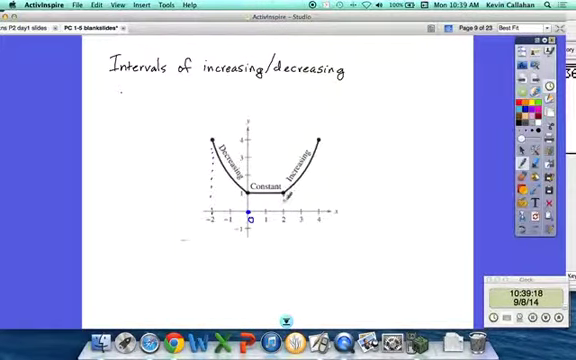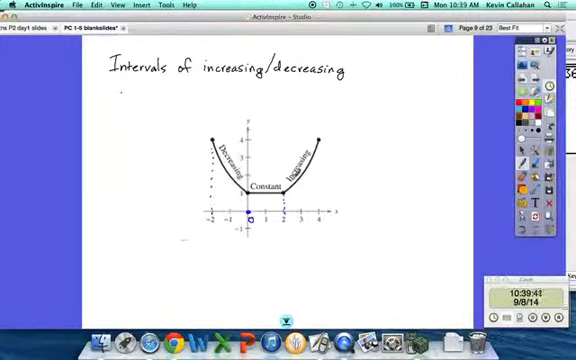From 2 to the right, the y values are going up. They're increasing. So the function is increasing. In the middle here, they've drawn a straight line. It's a horizontal line. It's not increasing or decreasing. It's constant. So this is decreasing. This is constant. That's increasing.